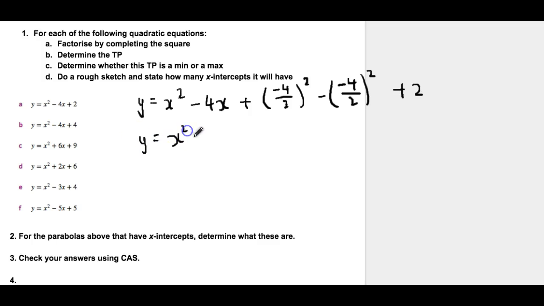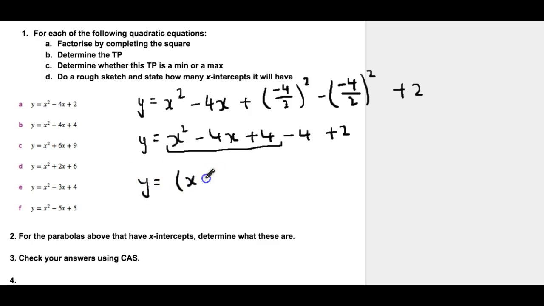Okay, so x squared minus 4x, -2 divided by 2 is -2, and then -2 squared is 4. Then we've got to take away 4 and plus 2. Now, the reason, remember, we do this is so we can get the perfect square here, which is x minus 2 squared, and then minus 4 plus 2, which is minus 2.